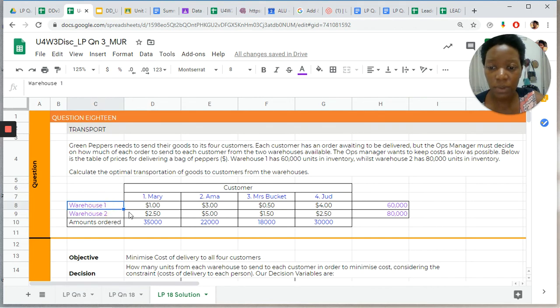for warehouse 1, for example, I can only deliver 60,000 units from warehouse 1. So that's a constraint. I can only deliver 80,000 units from warehouse 2. That's a constraint. The fact that Mary has ordered 35,000 is also a constraint. I can't deliver less than 35 or more than 35 to Mary. I lose money if I do that. So I need to make sure I deliver exactly 35,000 units to Mary, even if they're coming from 2 separate warehouses. Same with Amma, same with Mrs. Bucket, same with Jude. So I've got 2 sets of constraints to think about: the warehouse capacities and then the customer orders.